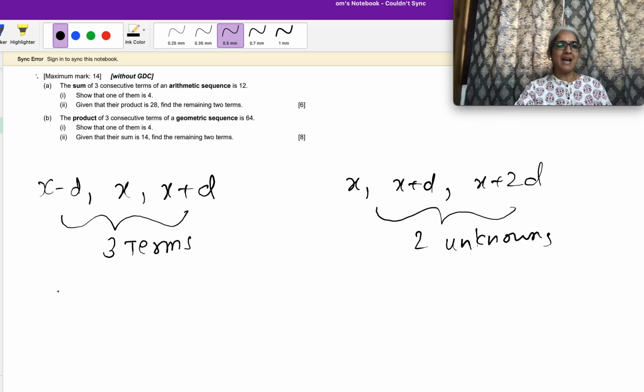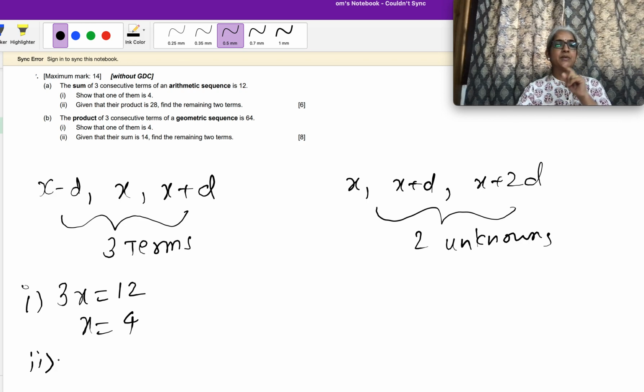So if I add these three terms, 3x is 12 and x is 4. So I already know one of the terms. And is it easy for me to know the other? Well, the first question itself says show that one of them is 4. We have already shown that. And given that their product is, I need one more piece of information. If there are two unknowns, I need two sets of information. Given that their product is 28, what are the other two?